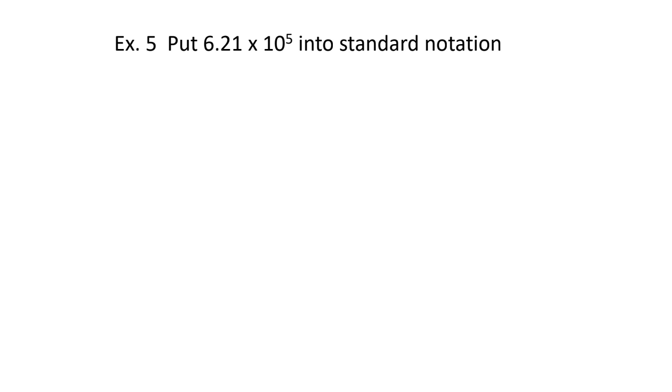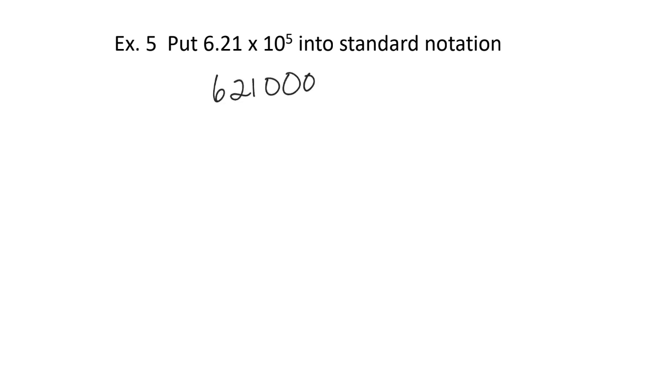Okay, so let's do 6.21 times 10 to the 5th into standard notation. Now, sometimes the calculator works. So if your exponent is less than probably 8, it depends on your calculator. A lot of calculators will put it into standard notation for you. So if you hit 6.21 times 10, little caret 5, it gives you the right number, 621,000.